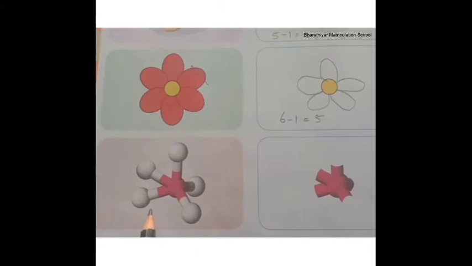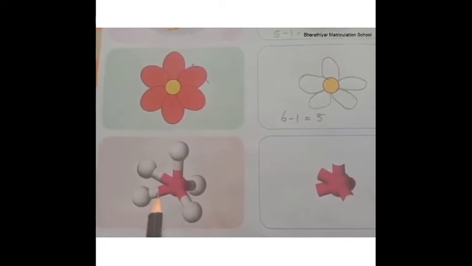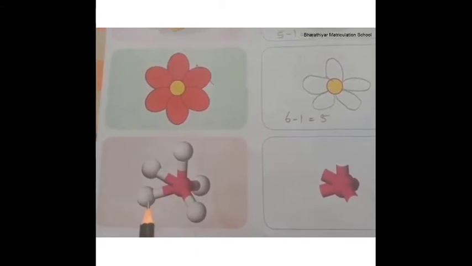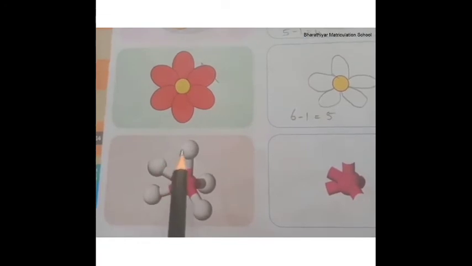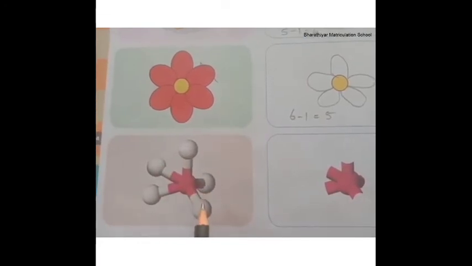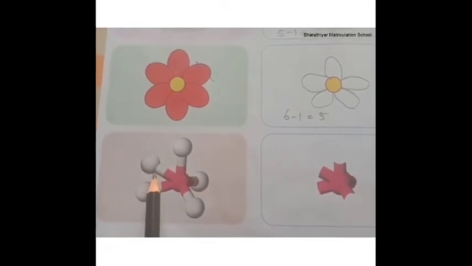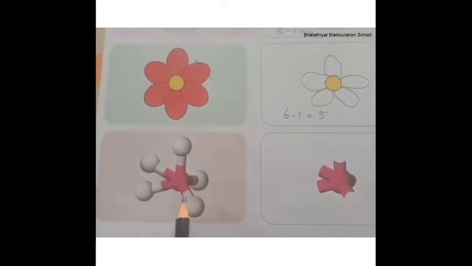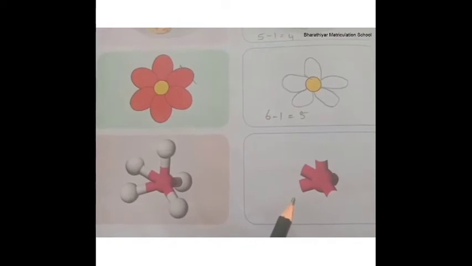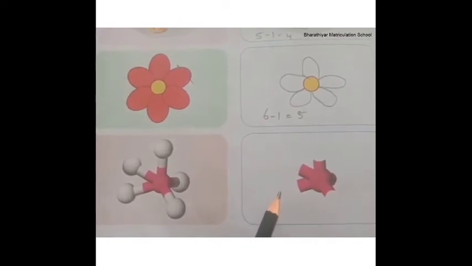Children, look at the next picture. How many balls are connected here? Let us count. 1, 2, 3, 4, 5. There are 5 balls connected here. Children, now we have to draw one less than the given number here. What is 1 less than 5? That is 5 minus 1.